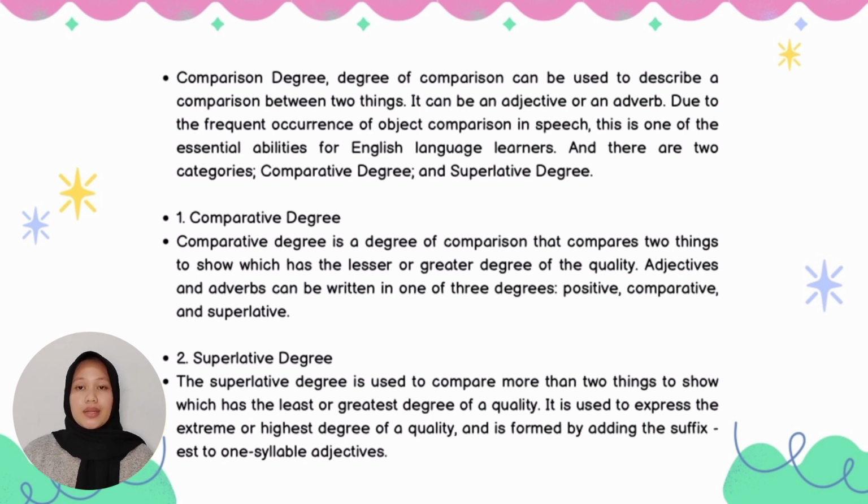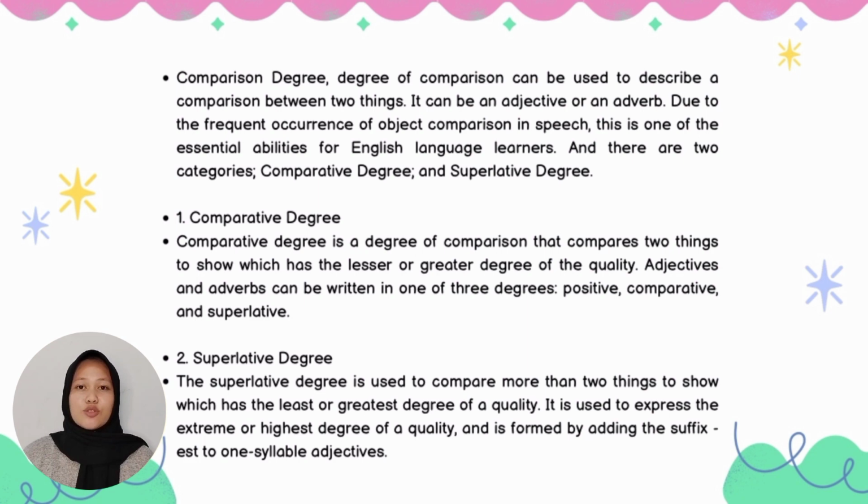The first is comparative degree. Comparative degree is a degree of comparison that compares two things to show which has the lesser or greater degree of the quality. Adjectives and adverbs can be written in one of three degrees: positive, comparative, and superlative.